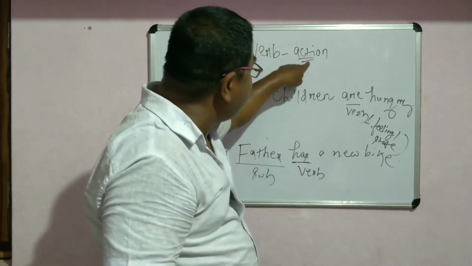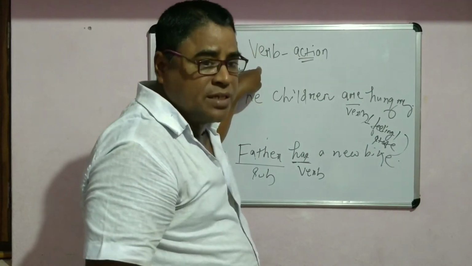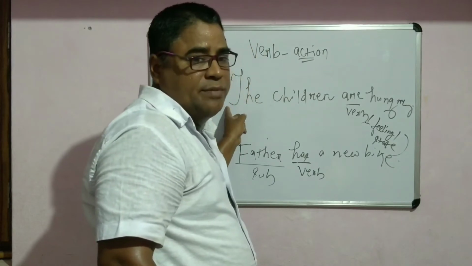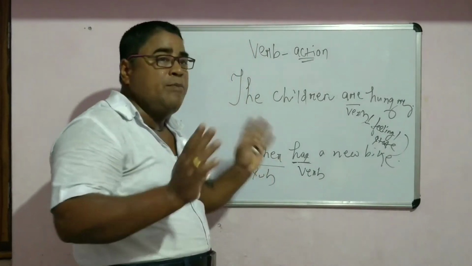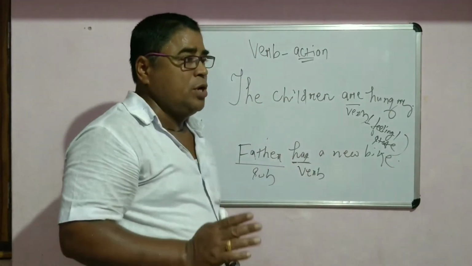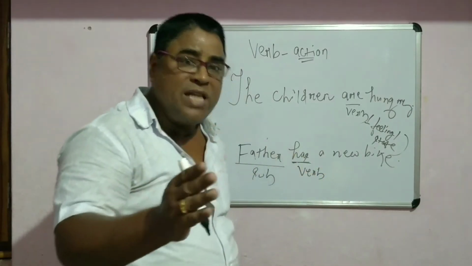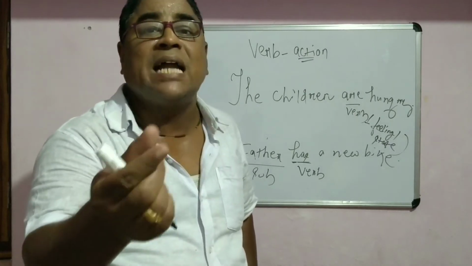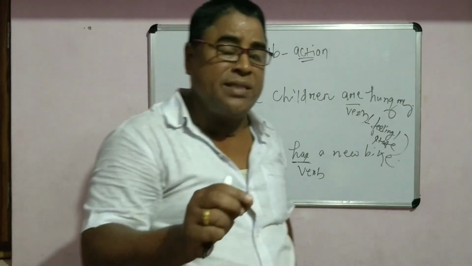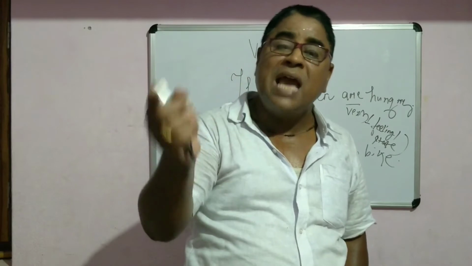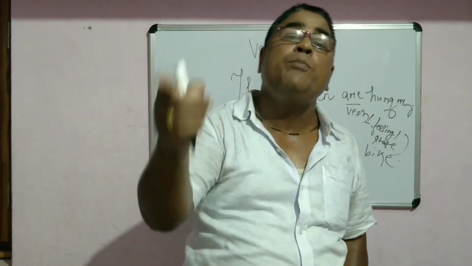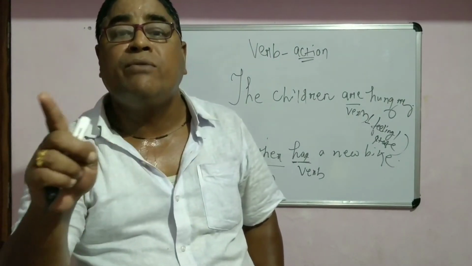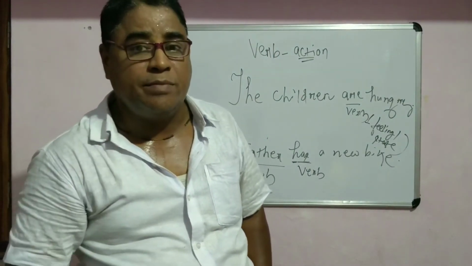A verb always tells us something about the subject. Subject is related to the verb, verb is related to the subject. So when we talk about the voice of the verb, we always mean the active voice as well as the passive voice. Now we have to know what is active and what is passive. That means how can a verb be active and how can a verb be passive? How can a verb be used actively and how can a verb be used passively?